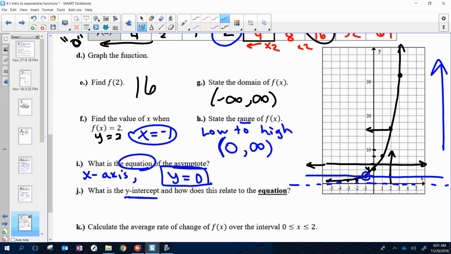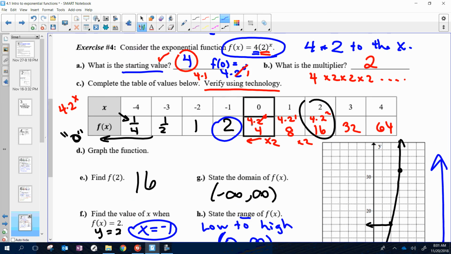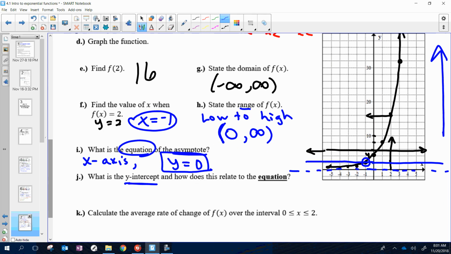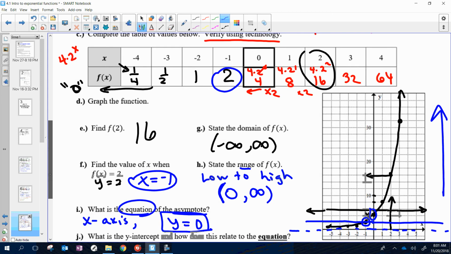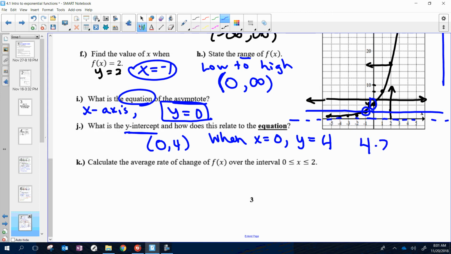What's the y-intercept? If you look at your table, that's 0, 4. And if you look right here, it's 0, 4. How does that relate to the equation? When x equals 0, y will equal 4. You could actually plug that in and see. What was my equation? 4 times 2 to the x. 4 times 2 to the 0. Anything to the 0 power is 1. And that's a 4.